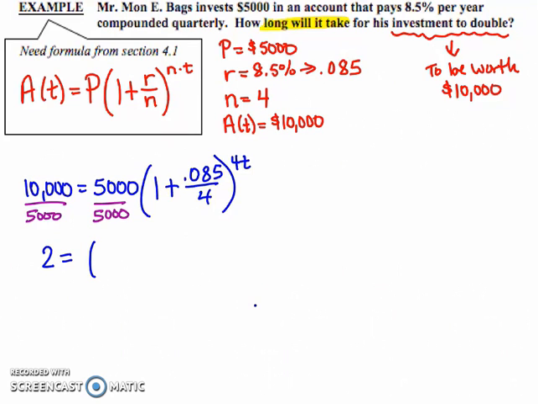equals our parenthesis. And we can go ahead and simplify what's in the parenthesis. If you grab your calculator and do 0.085 divided by 4 and then hit plus 1, that's going to give you 1.02125. And that is going to be to the 4t power. All right, so now that we have our equation simplified, now we're ready to change to log form.